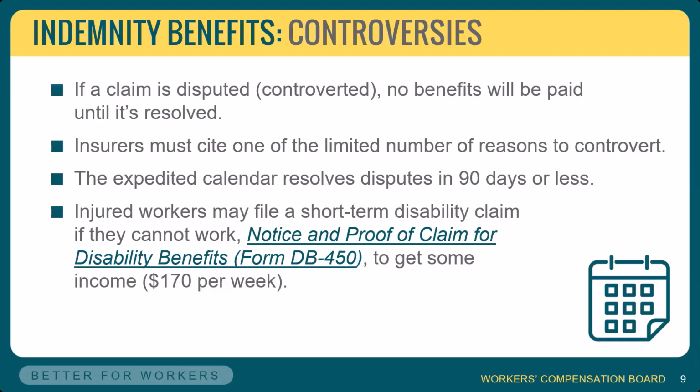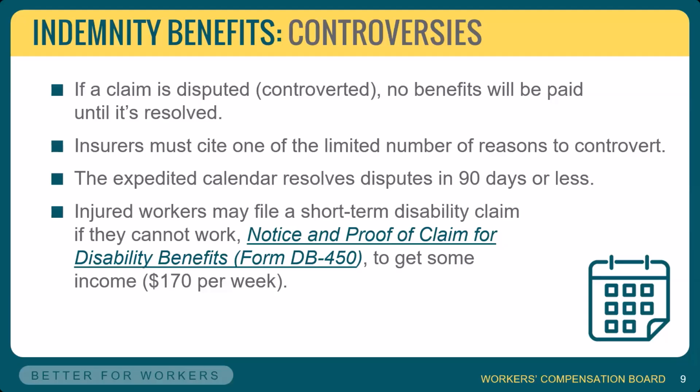Okay. So what do you do? Well, workers, we have some things we'd like you to know about. Number one, if the claim is formally disputed or controverted, the payers will be filing some documents. Technically, they're going to do it electronically, and the electronic action will create a document that you can read. That's to be very technical. But no benefits are going to be paid while the claim is controverted.